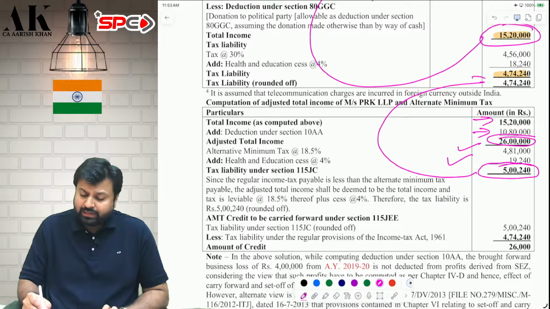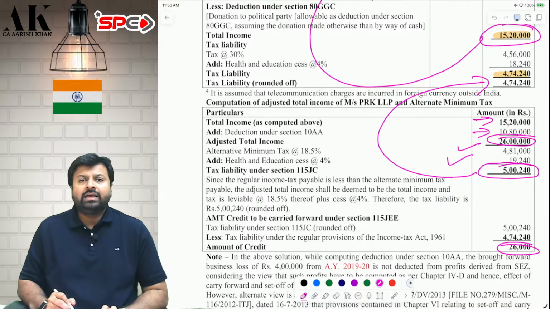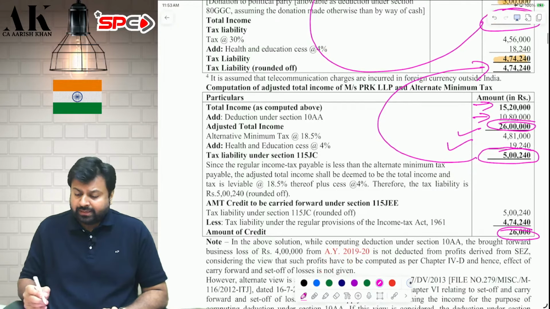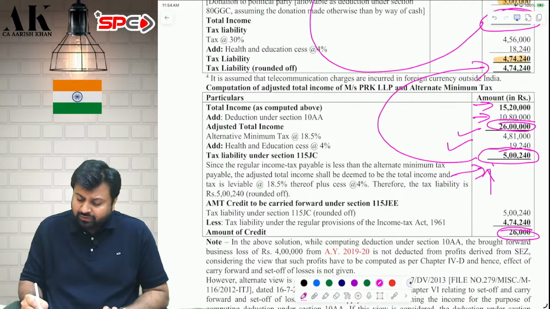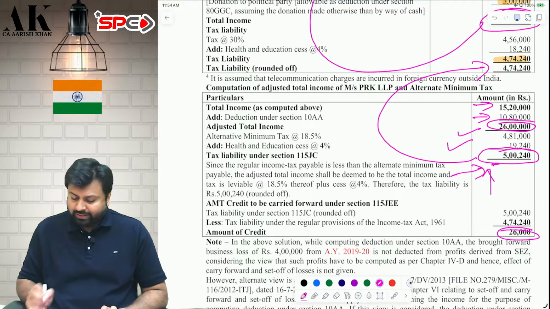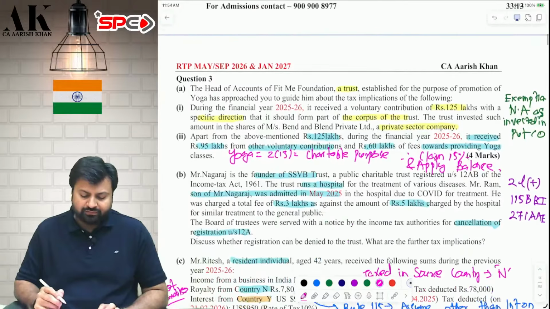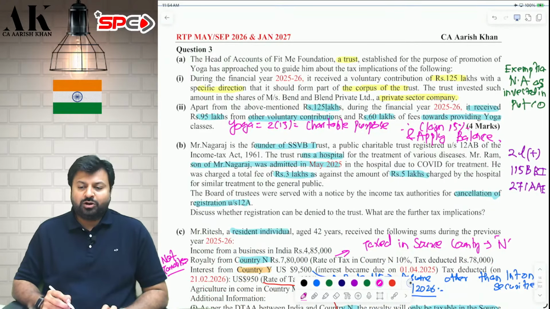And then compare your AMT with your normal tax, whichever is higher. If AMT is higher, you will get your AMT credit. In this question, AMT is higher. Therefore, you can take AMT credit in this case of 26,000 rupees. I hope it is clear to all of you. Let's move on to question number 3 now.